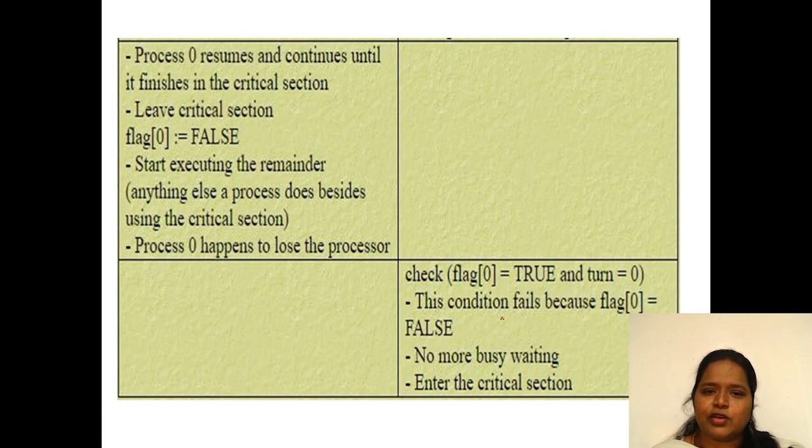Next, process 0 resumes and continues until it finishes the critical section, leaves the critical section and starts executing the remainder section. Process 0 happens to lose the processor. Then P1 checks whether flag 0 is true and turn is equal to 0. The condition is false, so no more busy waiting, and it enters the critical section. Like this we make only one process enter into the critical section. So either P0 will enter or P1 will enter.